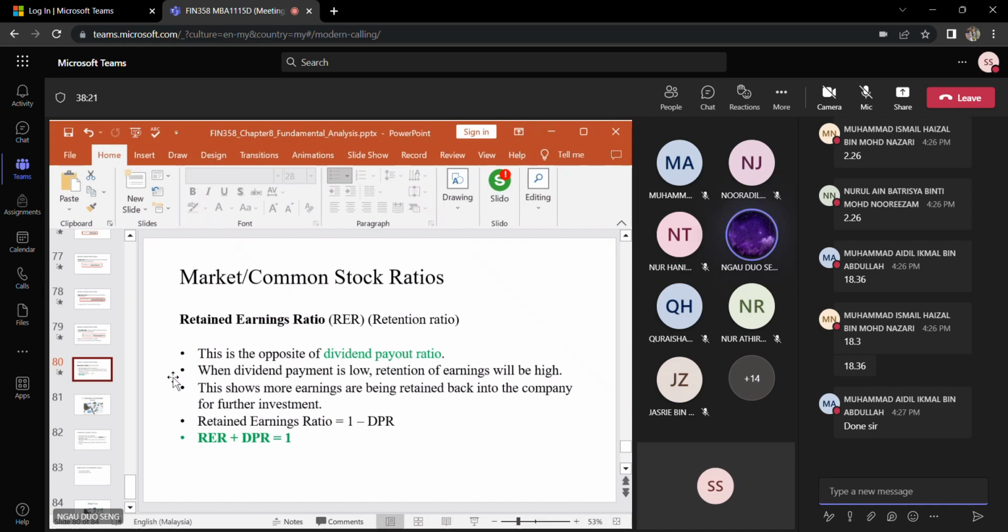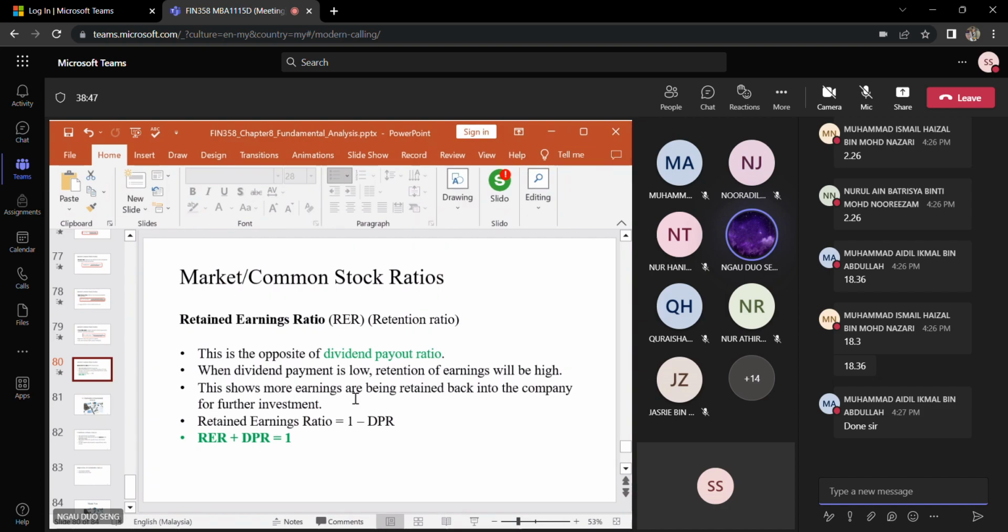All right, okay, so then we continue. All right, so this is the opposite of the dividend payout ratio. When dividend payment is low, retention of earning will be high. So dia dengan dividend payment adalah negatif. So kalau satu tinggi, satu mesti rendah. They cannot both be tinggi.